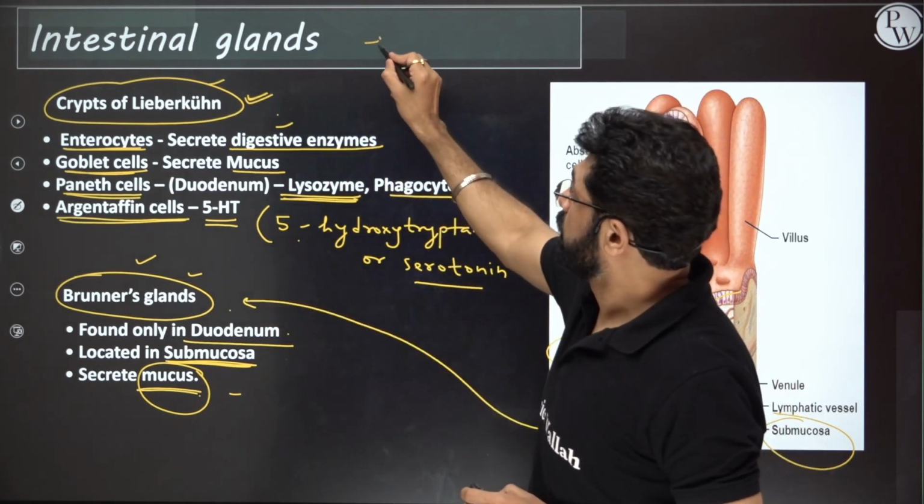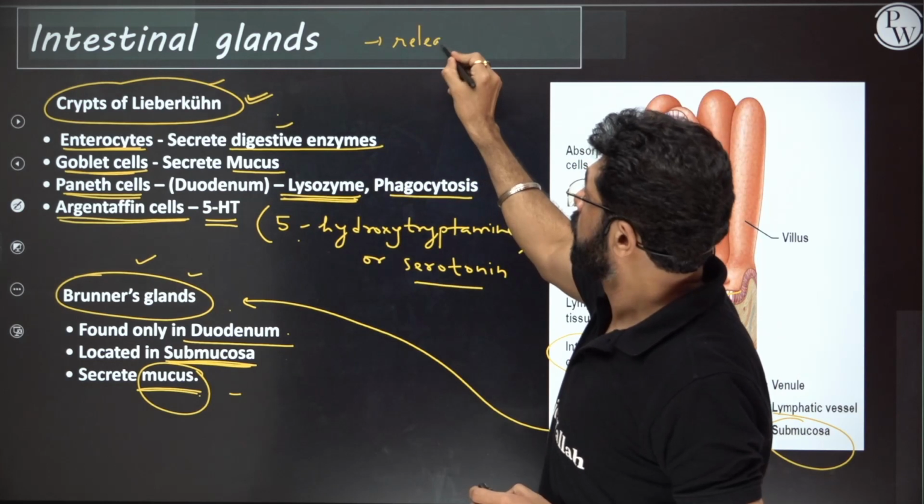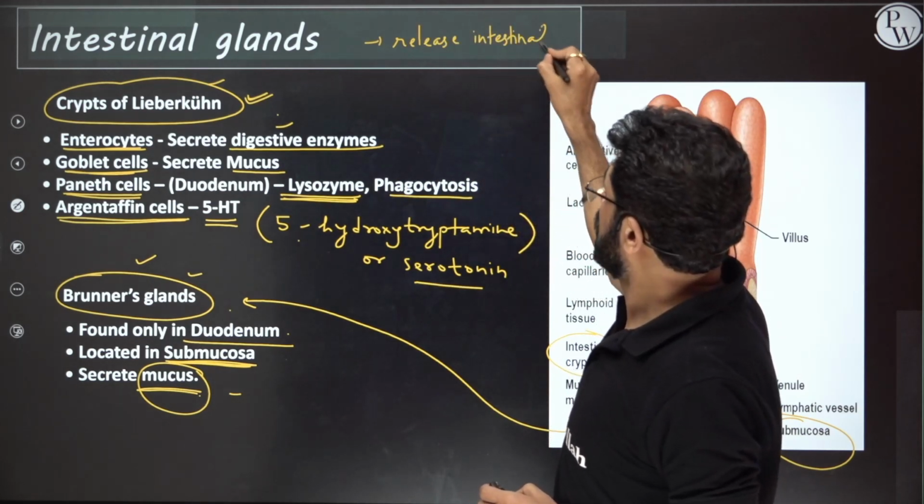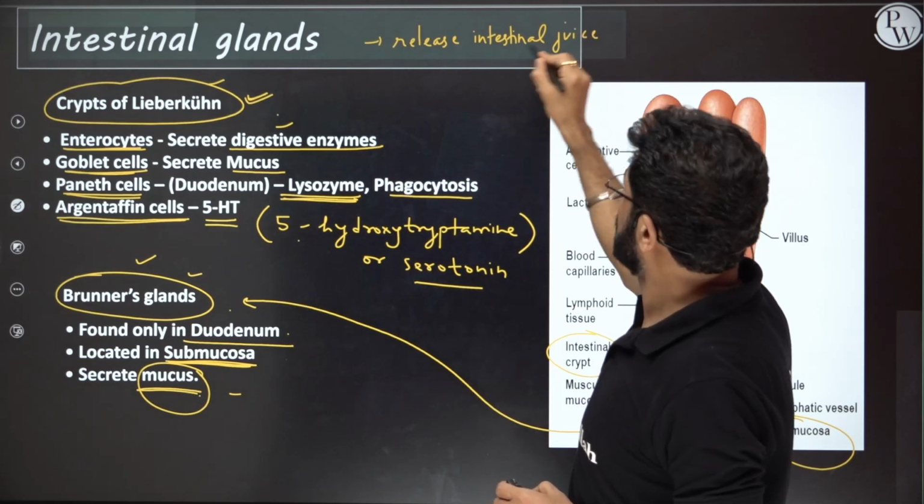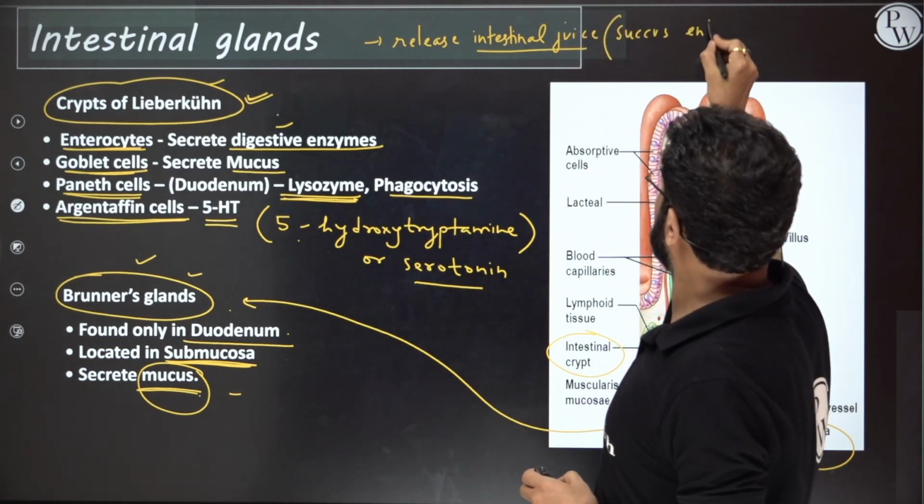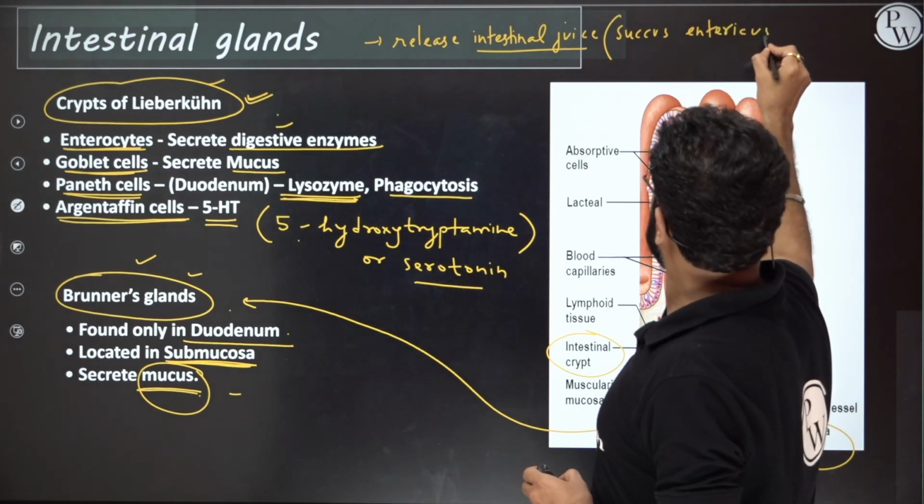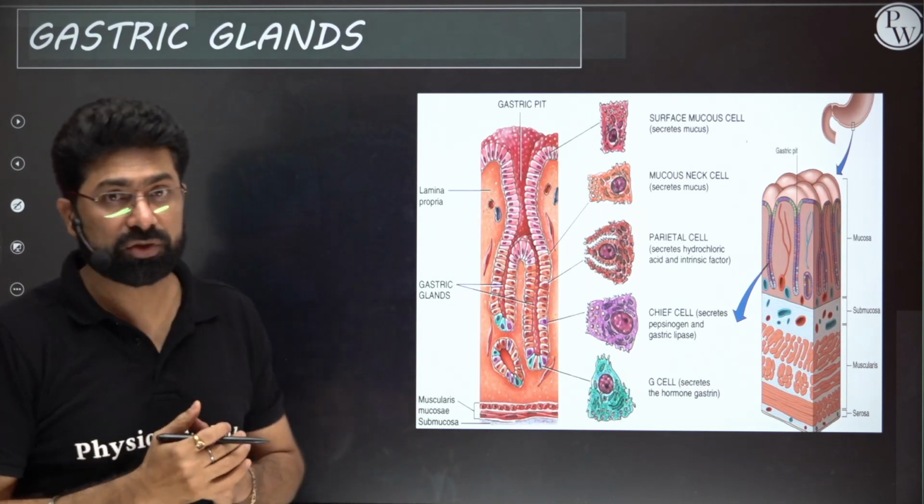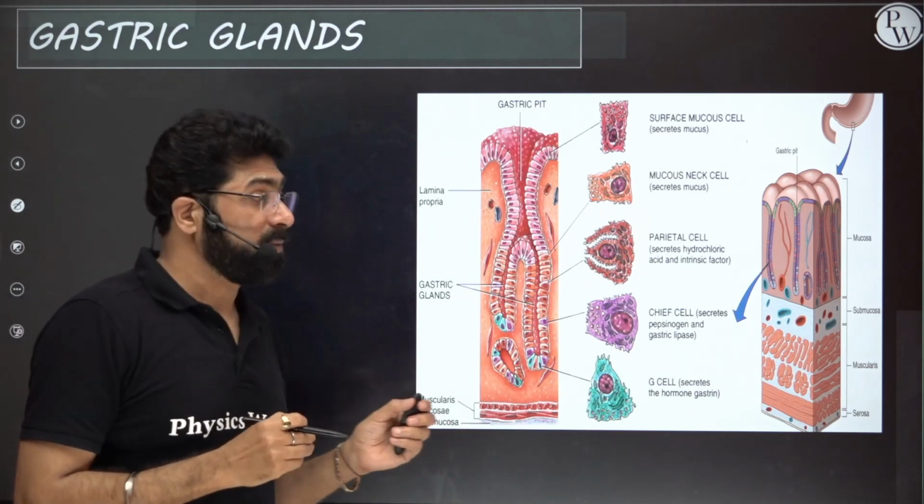So they release intestinal juice, which is also called succus entericus. This question has come in the NEET exam also. Okay. This question has come in NEET exams also. So let's talk about the gastric glands now.